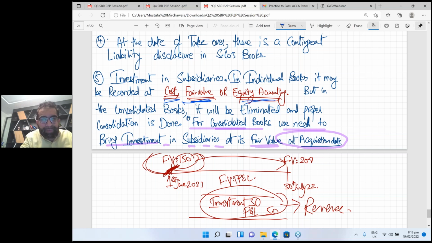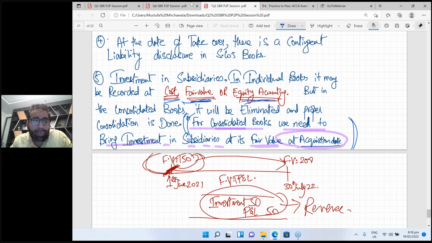Now these lines are very important, these are the real lines. For consolidated books we need to bring investment in subsidiary at its fair value at acquisition date. Because, listen, acquisition date fair value is used in the computation of goodwill. The acquisition date fair value of consideration, fair value of shares, is used in the calculation of goodwill, and that is to be cancelled out.